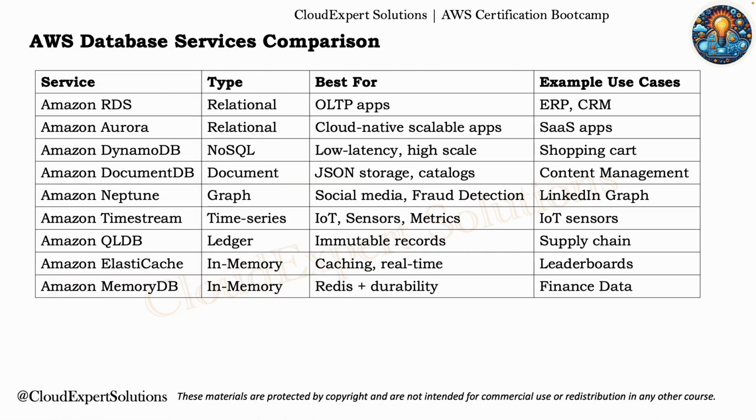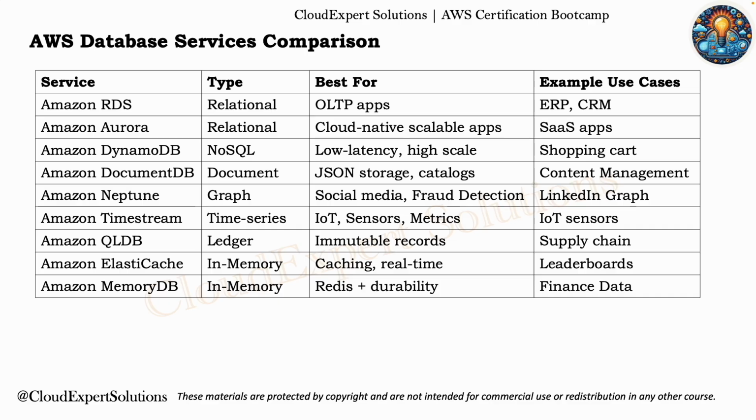Now let's bring it all together with a quick comparison. If you can remember this slide, you will easily tackle 4 to 5 database-related questions on the AWS Certified Solutions Architect Associate certification. You may pause the video here and note down the content. To start with RDS, this is a relational database and ideal for transactional applications like ERP or CRM applications. Coming to Amazon Aurora, which is AWS's proprietary database, this is also relational but cloud optimized, and this is optimized for SaaS and global scale applications.